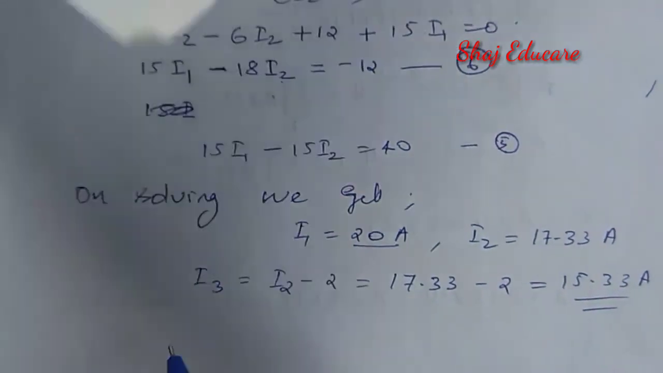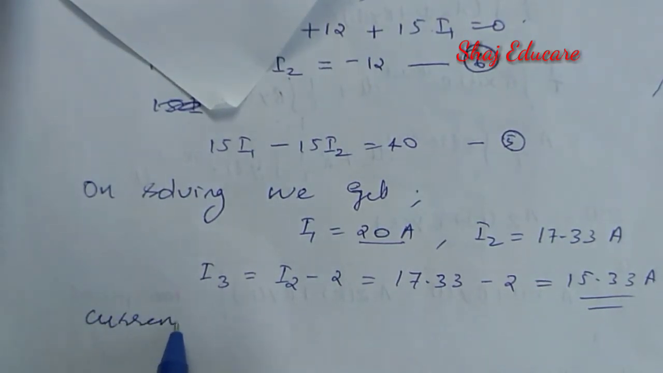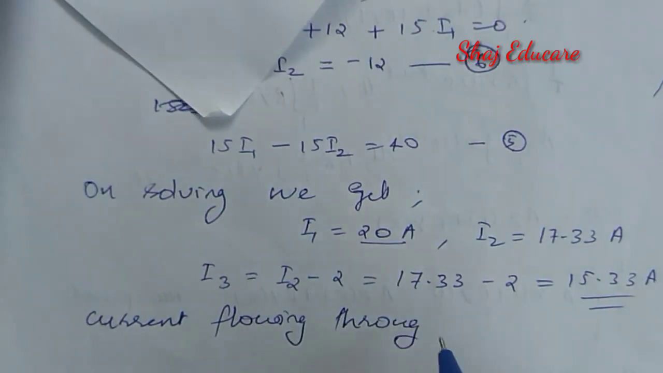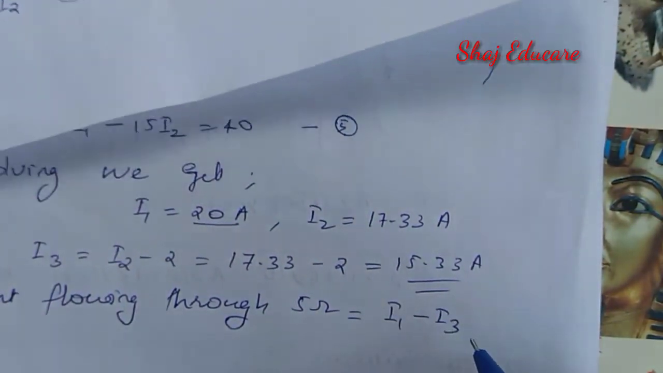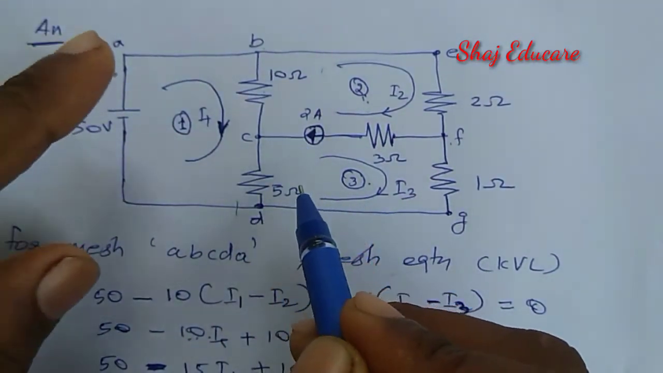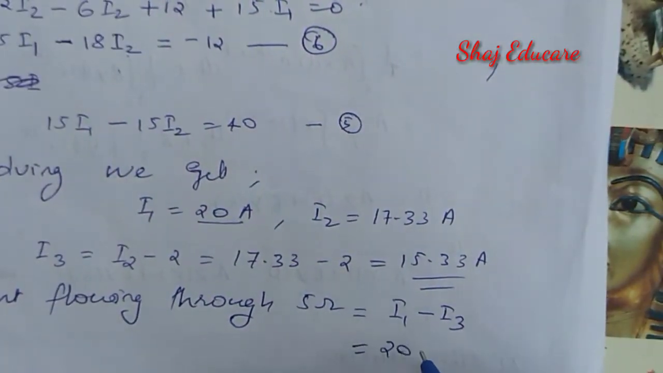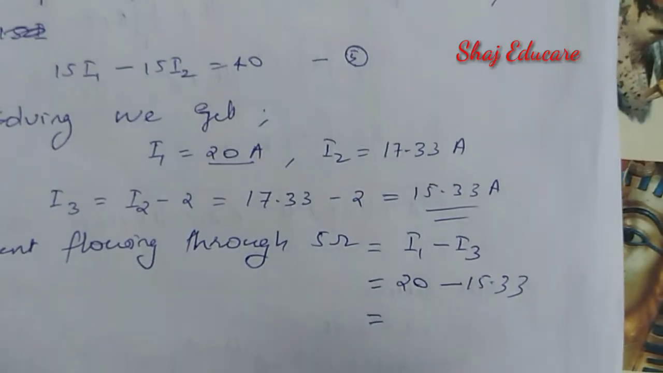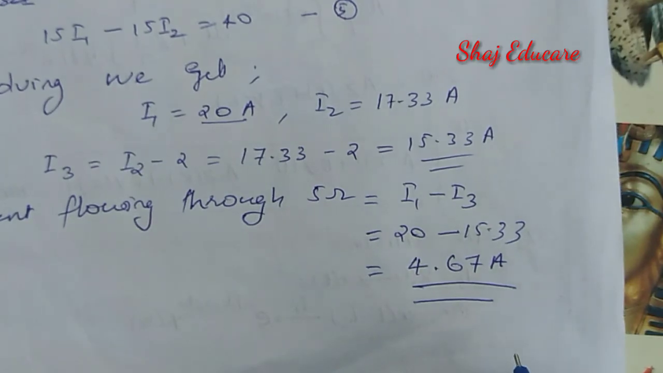So the current flowing through the 5 ohm resistance is equal to I1 minus I3. I1 is flowing downward and I3 is flowing upward. Both are in different directions, hence we are subtracting I1 minus I3, that is equal to 20 minus 15.33, which is equal to 4.67 ampere, which is our required solution.